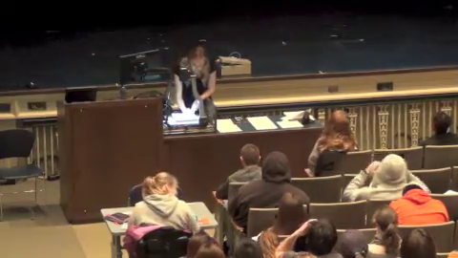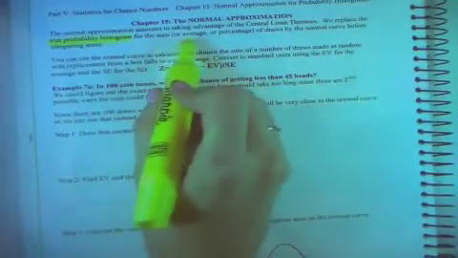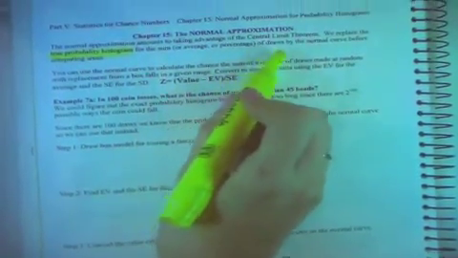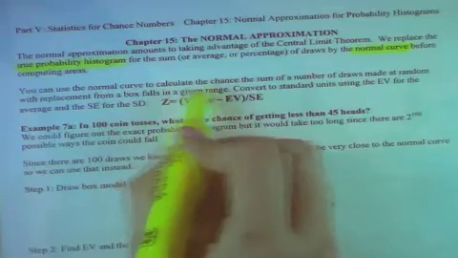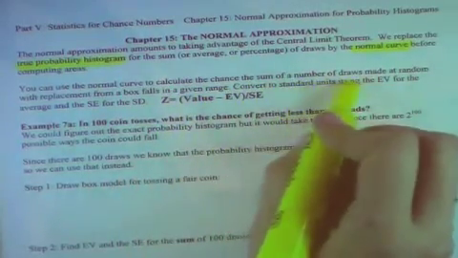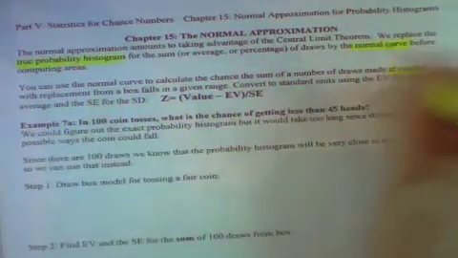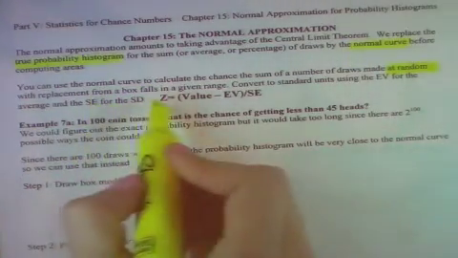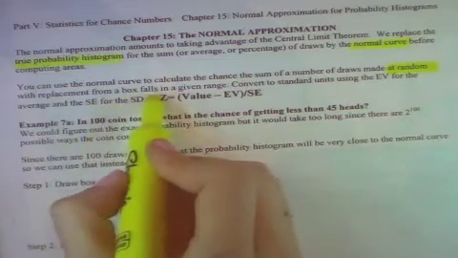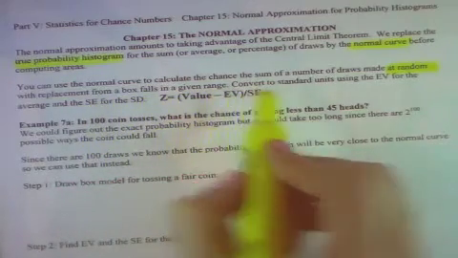So let's see, the normal approximation amounts to taking advantage of the central limit theorem. We replace the true probability histogram for the sum, or average, or percent of the draws by the normal curve before computing areas. So you can use the normal curve to calculate the chance that the sum of a number of draws made at random with replacement from a box falls in a given range. At random is key. These are random events, these are chance events, all right? So how do we do this?